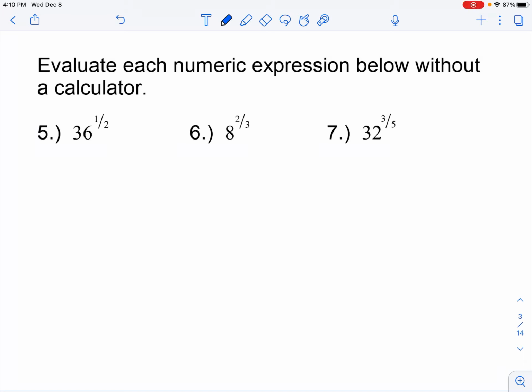All right, so in addition to being able to convert from one notation to the other, we need to be able to evaluate an expression and simplify it without the use of a calculator. Okay, so all of these are going to have whole number answers. Let's go ahead and see how they work.